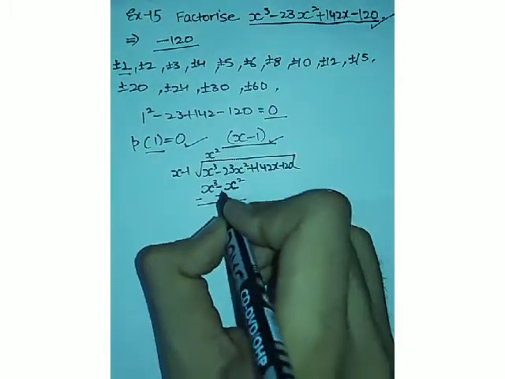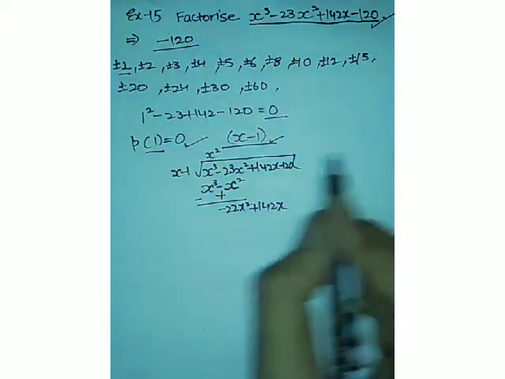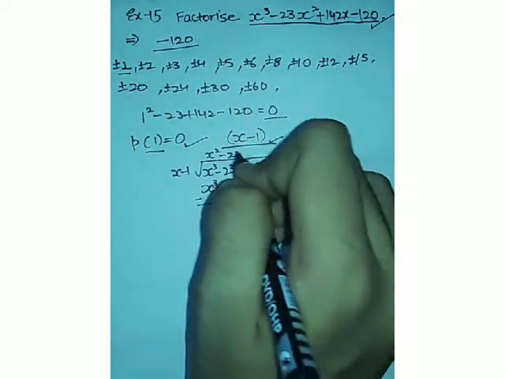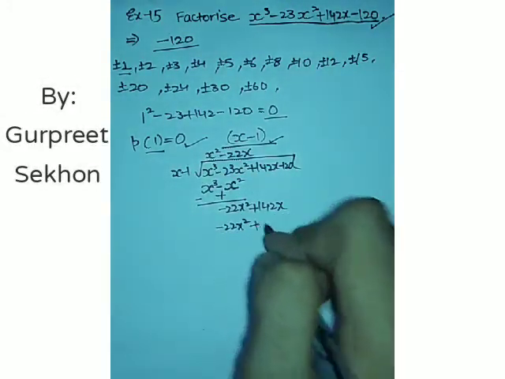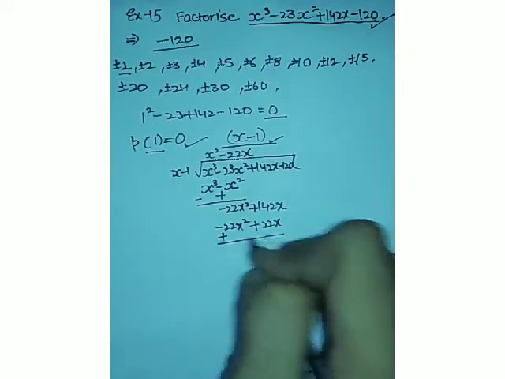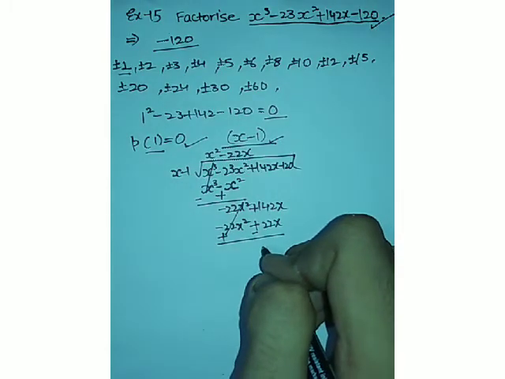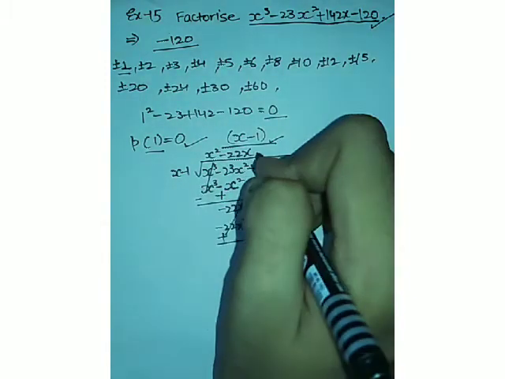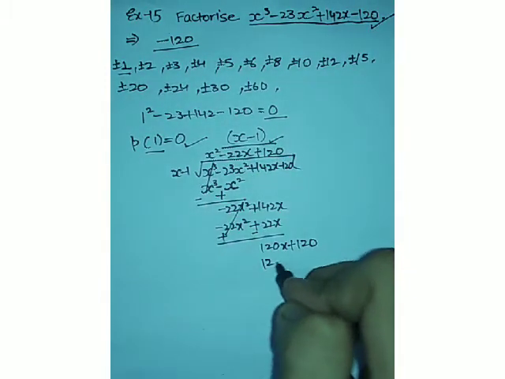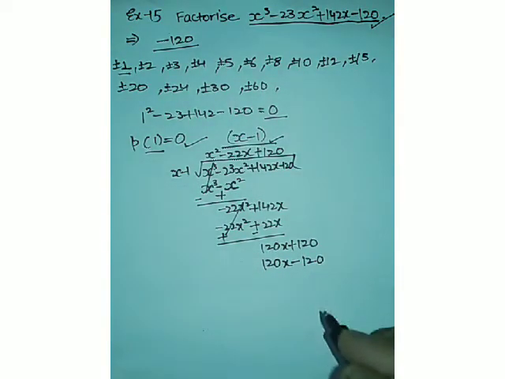So change the signs. What you will get, minus of 22x square and plus of 142x, right? So when you will divide, you will get minus of 22x, and when you will multiply, you will get minus 22x square plus of 22x. Change the signs. This will be cancelled as this was cancelled. 142 minus 22x, that is 120x, and take 120 from above. So 120x when divided by x, you will get 120 only. Multiply it, you will get 120x minus of 120, or 120x plus of 120.